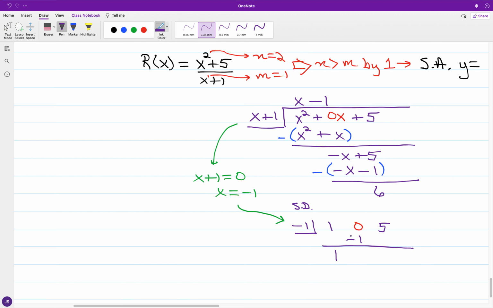And again, with synthetic division, I'm taking column by column addition. So we have 0 plus negative 1 is negative 1. Negative 1 times negative 1 is positive 1. 5 plus 1 is 6. And if you notice, you have in both of these, we have the remainder to be at 6.